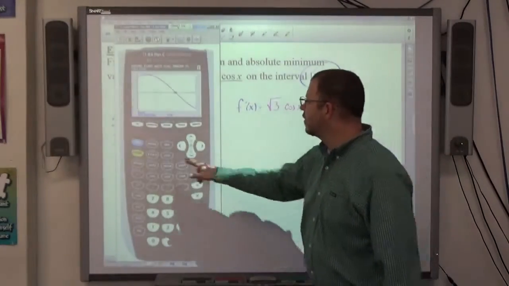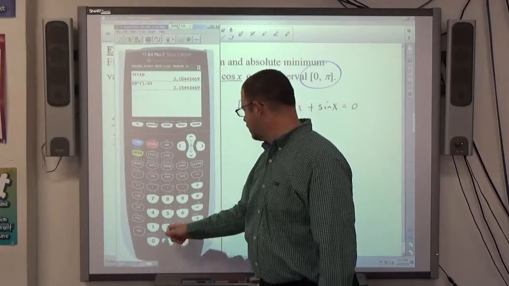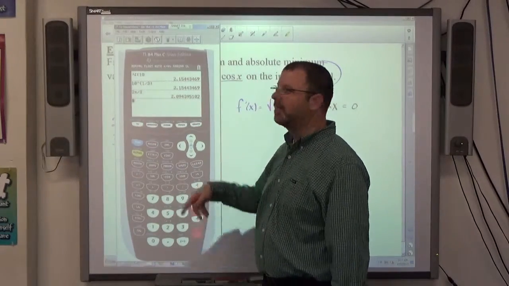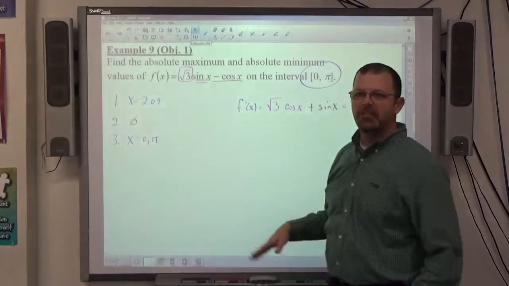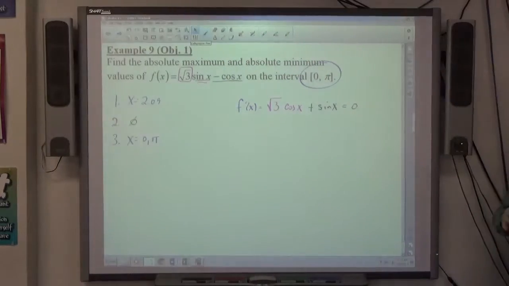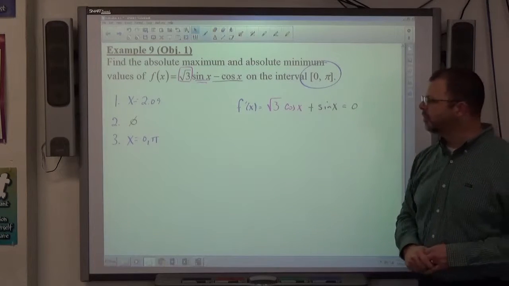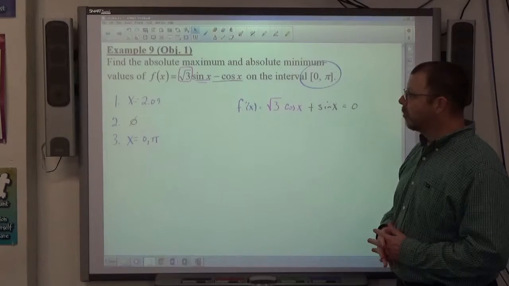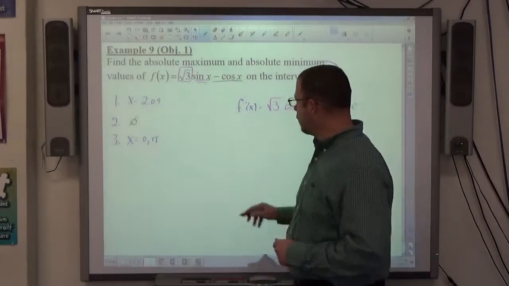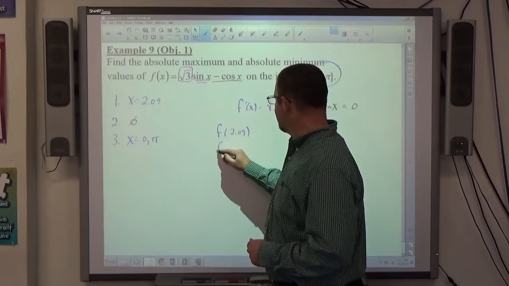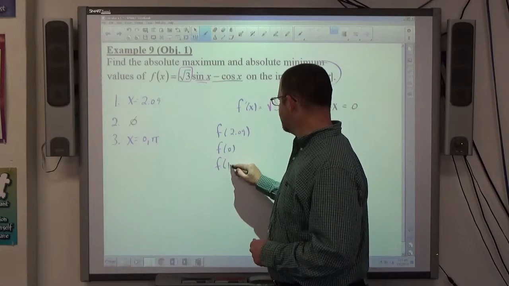If you've got a good eye for this, you might notice that's 2 pi over 3. Okay, look at that. If you happen to get the exact value, fine. Just know there's no real easy algebraic way to solve that. So again, the decimal approximation is fine as far as I'm concerned. So I've got critical numbers now of 2.09, 0, and pi. So again, what I want to do is evaluate f of 2.09, f of 0, and f of pi.